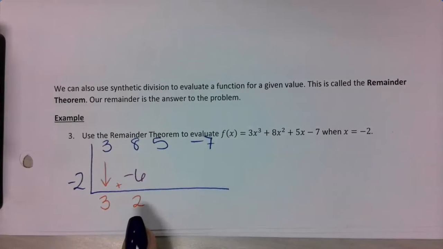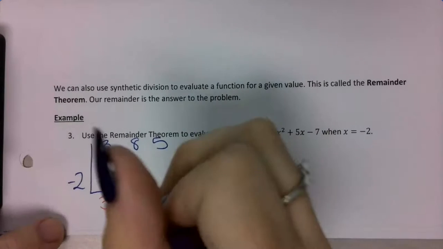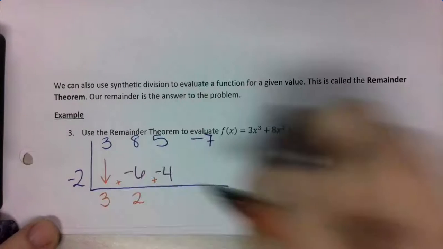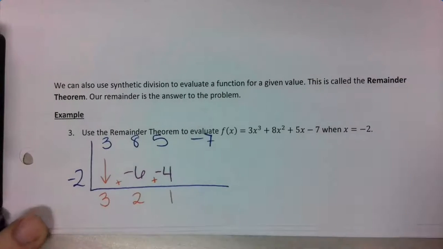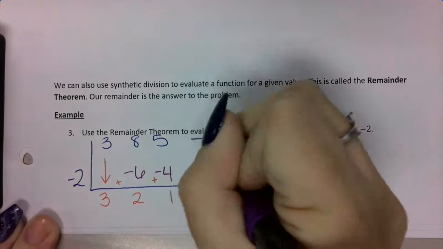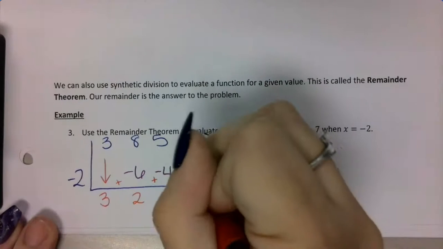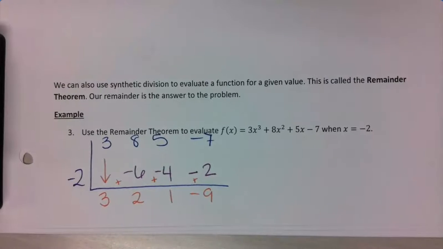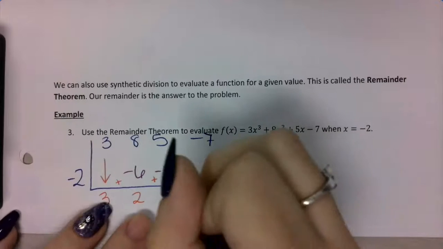And then 2 times negative 2 is... And then I add down. So 5 minus 4 is... Okay. 1 times negative 2. And then negative 7 minus 2. Negative 9. So my answer here is just the remainder. It's the negative 9.